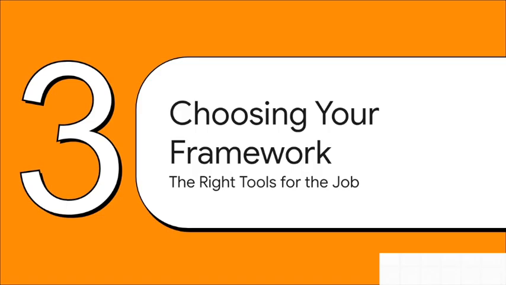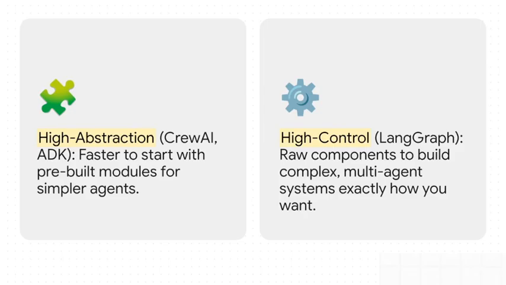Let's dive a little deeper into that second decision, because it's a big one. Choosing your framework. This is really where you decide on the trade-off between simplicity and power, and it's going to define your entire development experience. So on one hand, you have what we call high abstraction frameworks. Think of these as kits with pre-built modules. They're way faster to get started with for simpler agents. But on the other hand, you've got high control frameworks like LangGraph. These give you the raw components to build complex multi-agent systems exactly how you envision them. More control means a lot more power.